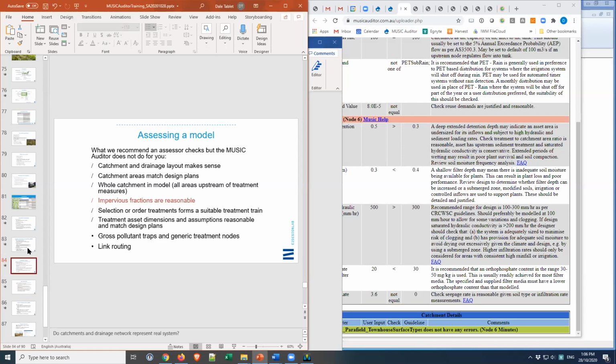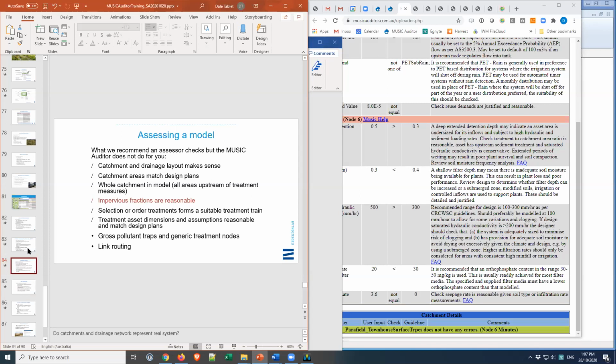The auditor won't check that you've actually put your treatments in the right order. If you followed those principles of primary treatment first, secondary treatment, tertiary, have you got your sediment basins and your GPTs and your swales upstream, your wetlands and your bioretention and so forth downstream. If someone puts them back to front, and it does happen unfortunately, the auditor won't pick that up, but as an assessor, you definitely want to be flagging those kind of issues.